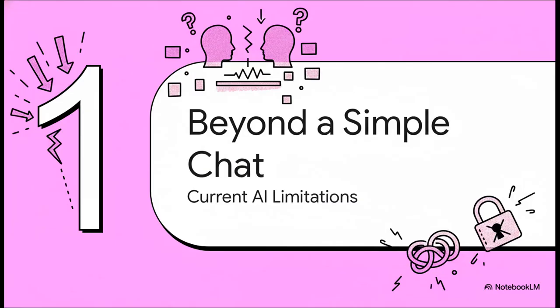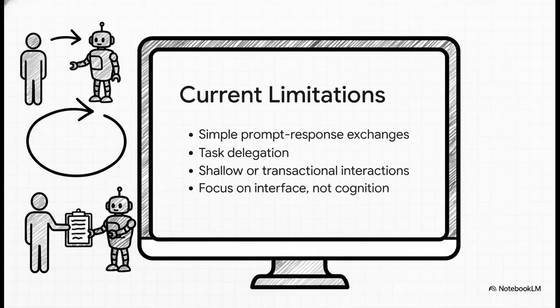So, to really understand where we're going, we need to be really honest about where we are right now. And the truth is, most of our interactions with AI are pretty shallow. We're kind of stuck in this loop of prompt and response. We're just delegating tasks. We're not truly collaborating. We've been so focused on the chat window, the interface, that we've totally ignored the potential for a shared mental workspace, a cognitive architecture we could build together with AI.